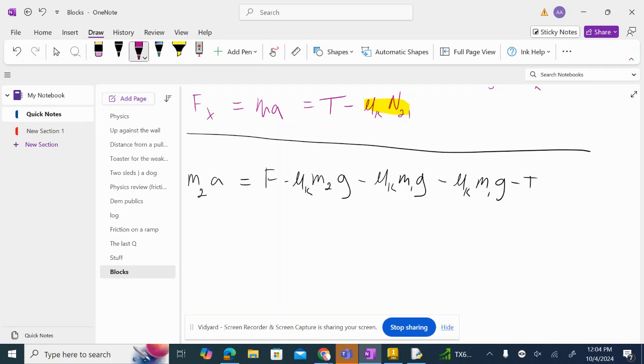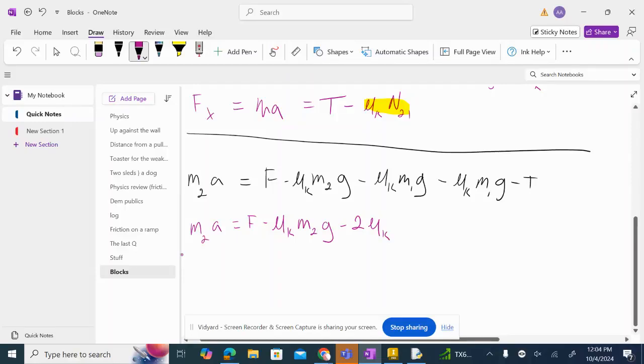So our next equation is going to look something like, and I'm going to simplify it, m2a is equal to F minus mu k m2g minus 2 mu k m1g. I'm doing this because we have 2 mu k values here that we have to add to each other. Everything else is the exact same. We're just multiplying the mu k m1g by 2 because we have 2 of it. And then our tension force becomes ma minus mu k m1g.